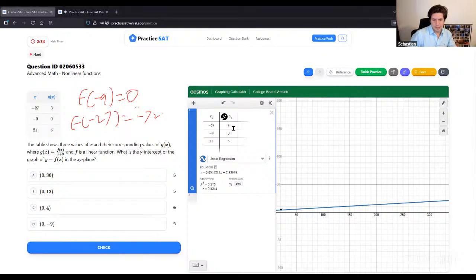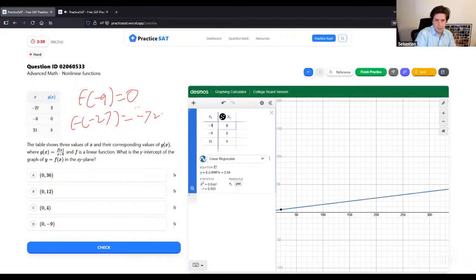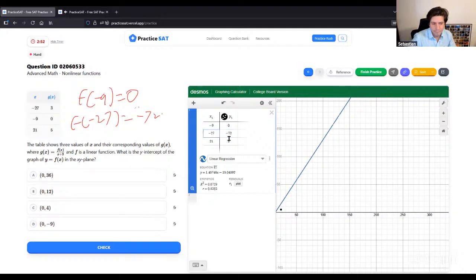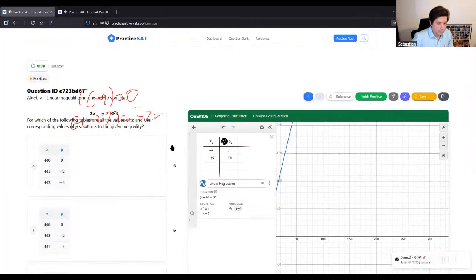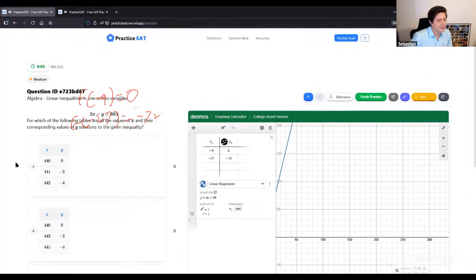So this actually didn't help me, but what I can do is I can do negative 9, 0, negative 27, and it should be plus 36 exactly. Man, you got that one quick. I'm usually faster, but right now I have to talk as well as read.